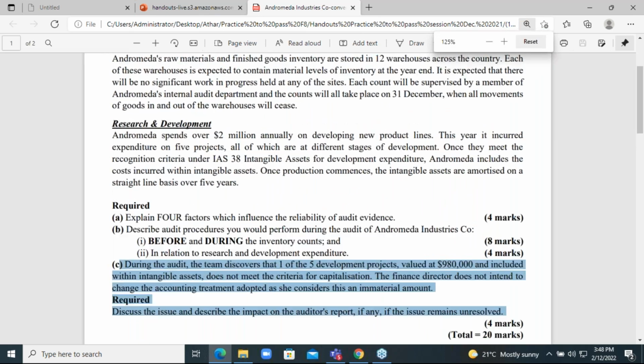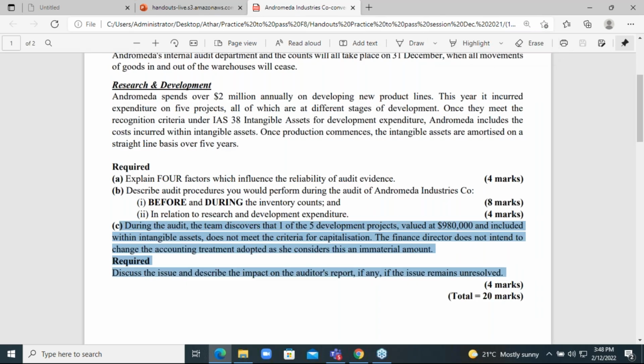As we have just discussed the audit report, let's try a question and let's try to understand how what we have studied has impact on audit report. Now during the audit, the team discovers that one of the 5 development projects valued at 980,000 and included within intangible assets does not meet the criteria for capitalization.